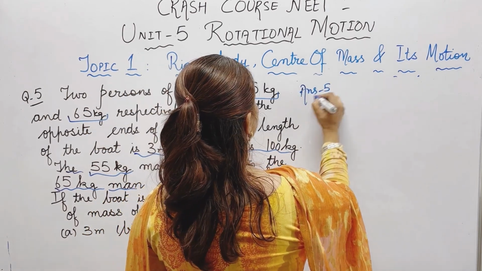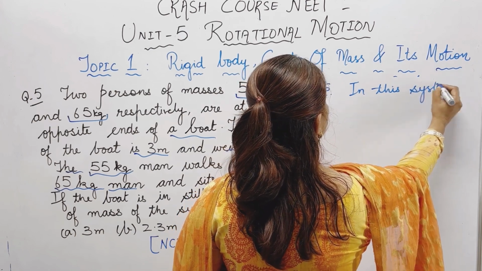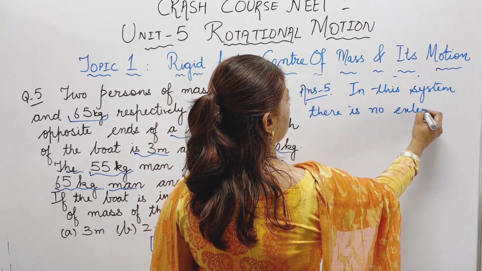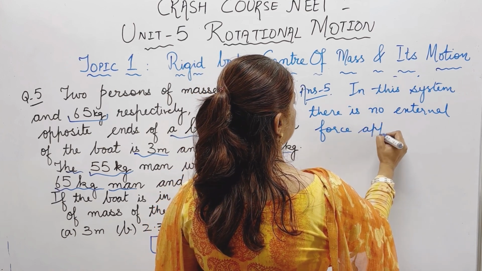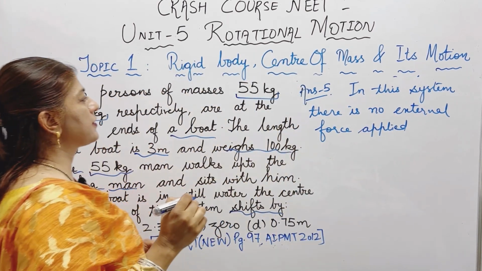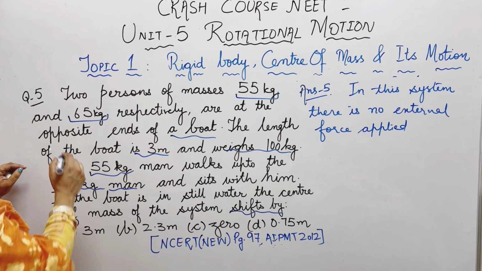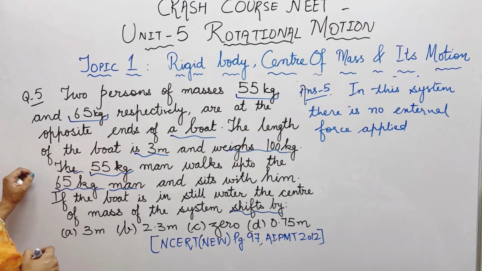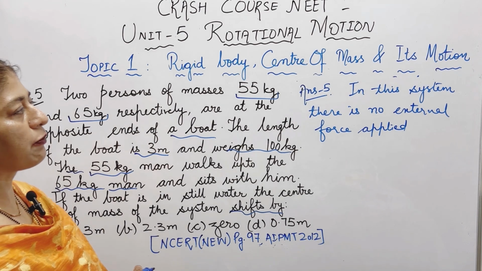Here, in this system, there is no external force applied. Again, see the statement. There are two masses. These masses are of the two persons. They are sitting at the opposite ends of the boat. Length has been given. Weight of the boat has been mentioned. And the 55 kg man is moving towards the 65 kg man. And we have to find out how the center of mass has shifted.